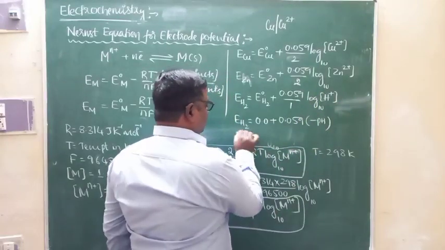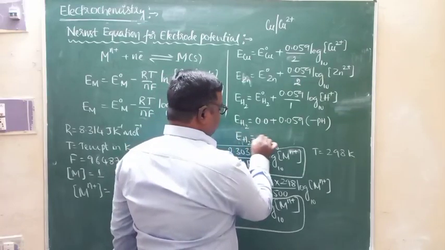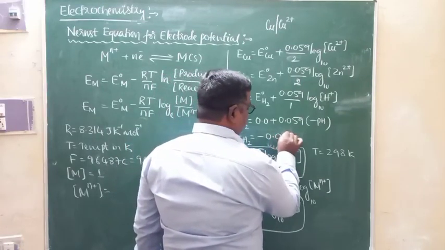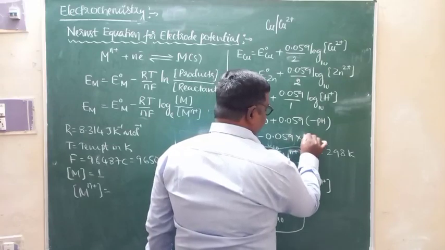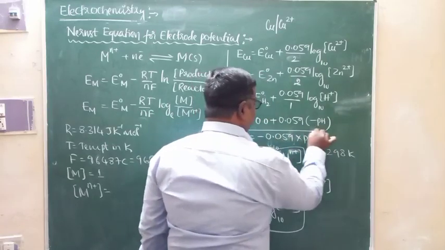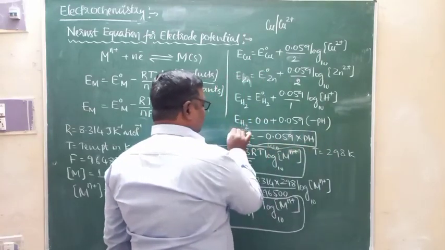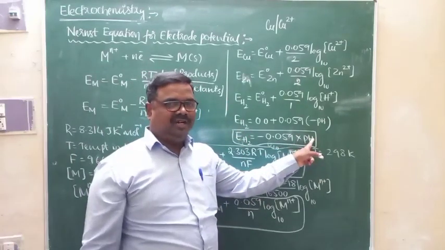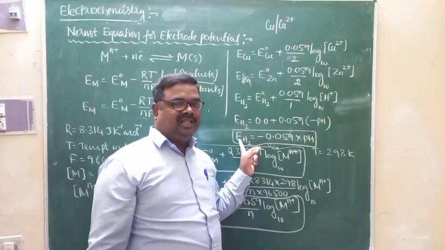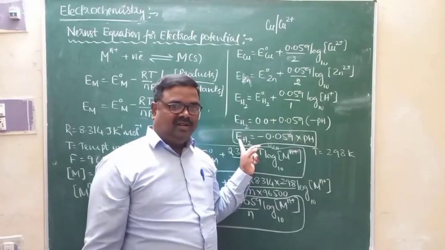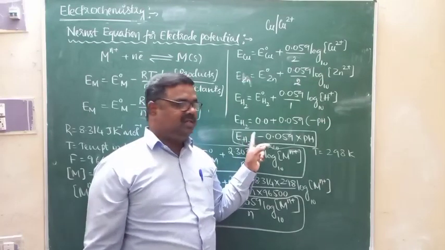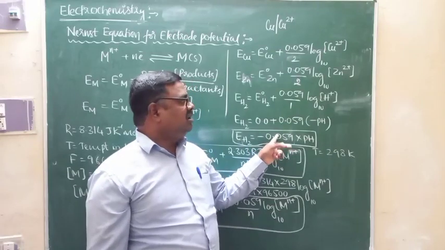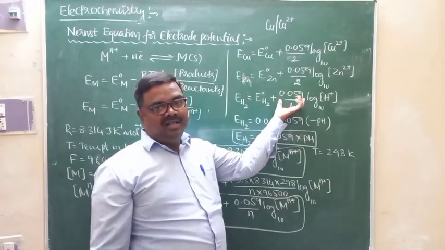So that is E of H2 is equal to minus 0.059 into pH. That is, if you know the pH of the HCl solution in the hydrogen electrode, you can determine its electrode potential there. Right? You can determine electrode potential. This is the equation that I can derive on the basis of this particular Nernst equation.